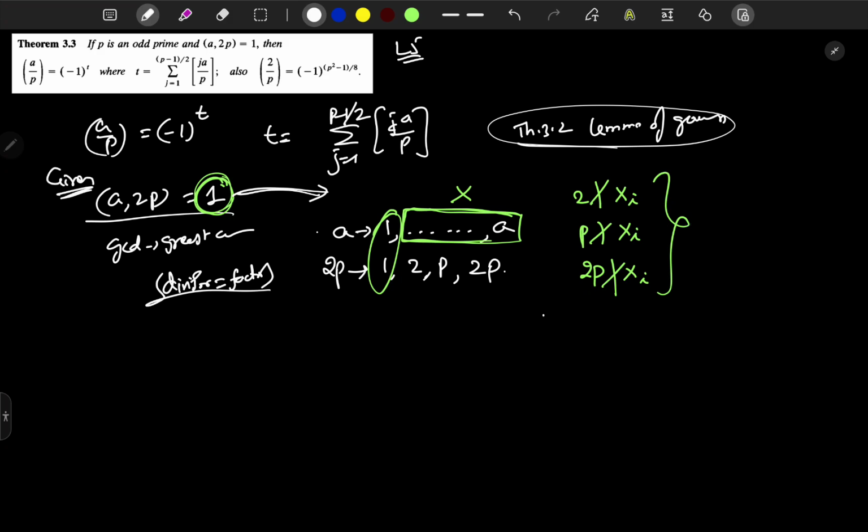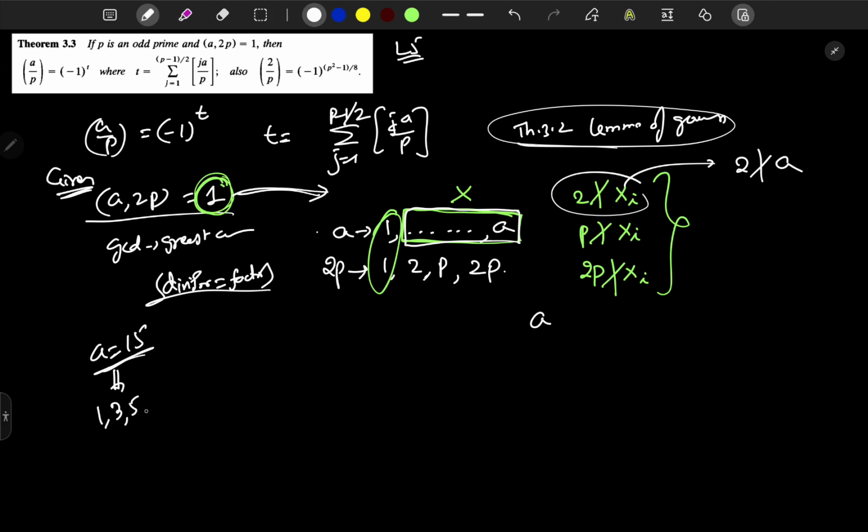So from this what can we conclude? 2 doesn't divide X, where X means all the factors except 1. Suppose a is 15, then the factors of a are 1, 3, 5, 15, so except 1, these are the set X. So 2 doesn't divide a, which means a is an odd number. This is the main first conclusion.